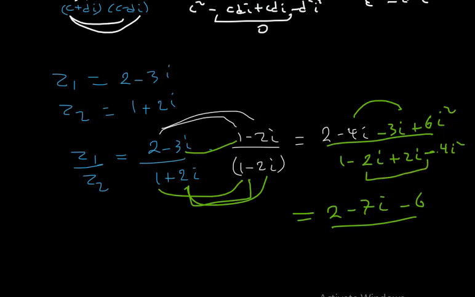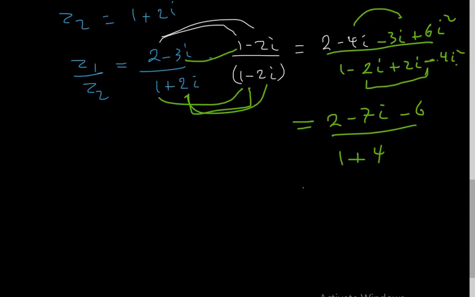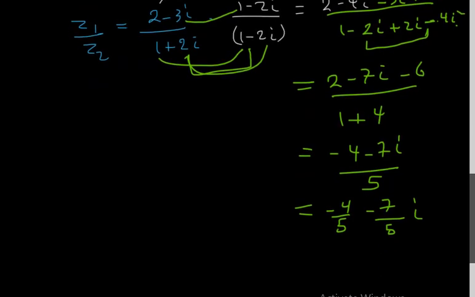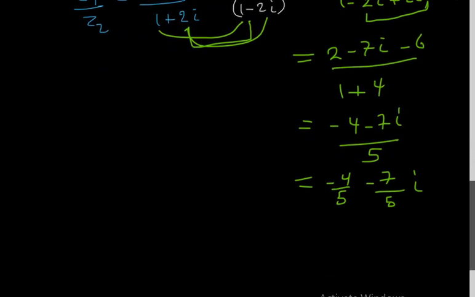In the denominator, minus 2i plus 2i is 0. You have 1, and minus 4i squared makes it plus 4. So finally we come up with minus 4 minus 7i over 5. This is the same as minus 4 over 5 minus 7 over 5 i. So the real part is minus 4 over 5 and the imaginary part is minus 7 over 5.